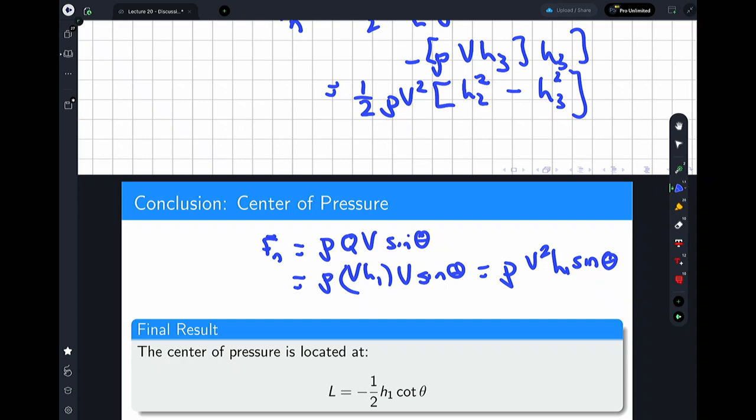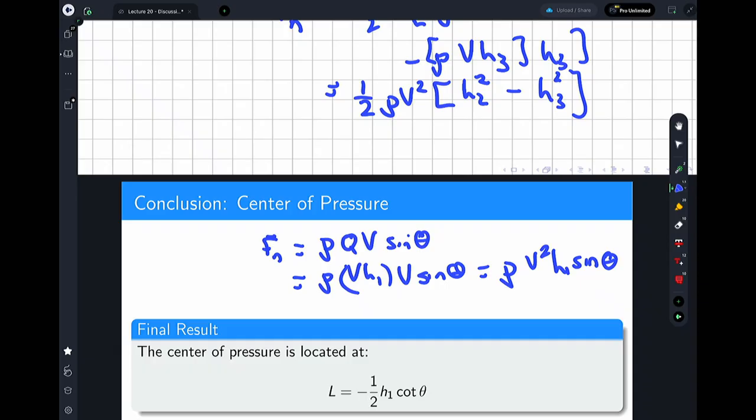So in terms of the normal force, it's going to be acting against an angle. And because it's acting against an angle, only a component of it will cause a moment normal to the surface. And that surface angle is going to be rho q v sine theta.